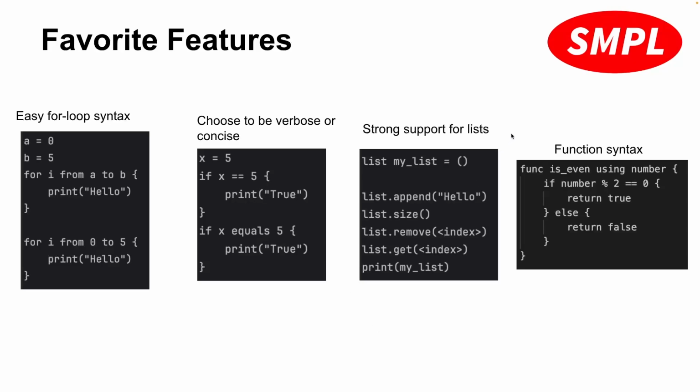Now also built into Simple is very strong support for lists. So you can see here we're declaring a list, my list, and then you have all these built-in functions to append, size, remove, get. And then moving on to the function syntax, all you need to do is write func, and then the name of your function, and then the using keyword will indicate the parameters are going to come right after it. Now these can just be in a comma-separated list.